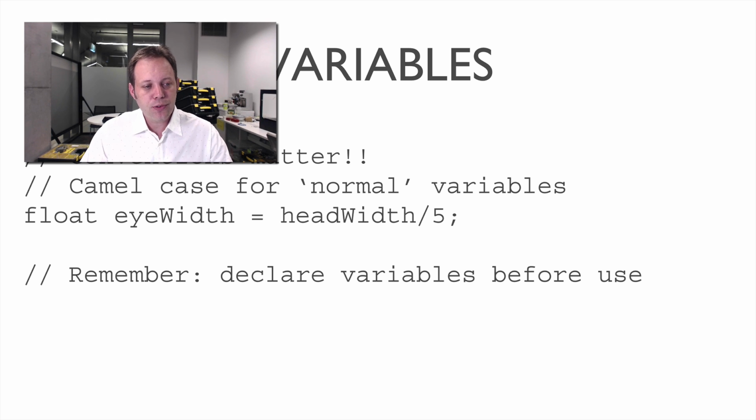So for variables, we've got lots of variables here. We normally use camel case for normal variables. So iWidth is i, no underscore, capital W, so that we can make out the width, and then the rest. So iWidth equals headWidth divided by 5. Notice the first letter is not capitalized. It's camel case, and the camel's head is low, but the humps are high.